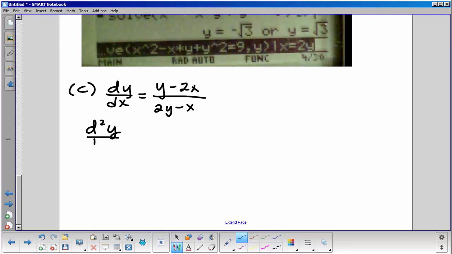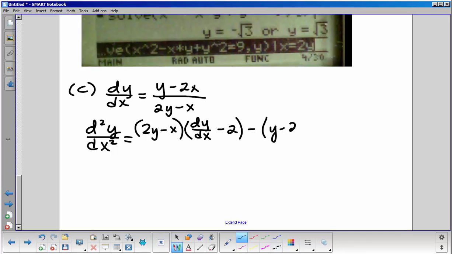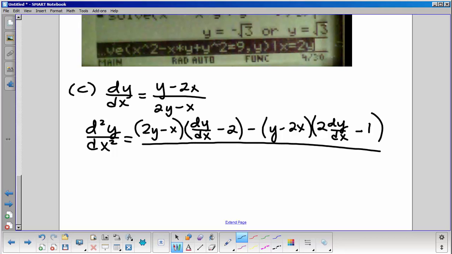So the second derivative with respect to x is going to be lo d hi minus hi d lo over lo squared. Lo, which is 2y minus x, times the derivative of the top, which is dy/dx minus 2, minus hi, which is y minus 2x, times d lo, which is 2 dy/dx minus 1, all over lo squared, which is 2y minus x quantity squared. Now, I would not go through and plug in this double-decker fraction.